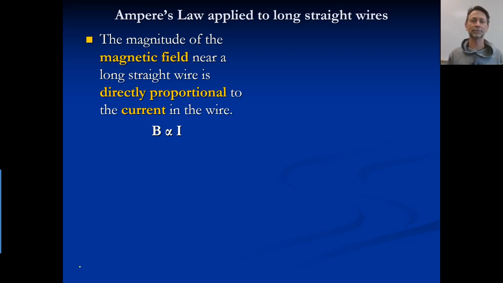Once that got out into the scientific community and people started studying this, Ampere started quantifying it, and he found that the magnitude of the magnetic field near a long straight wire is directly proportional to the current in the wire. So if I run a stronger current through here, there will be a stronger magnetic field in the area around the wire. The way we would write that is: the magnetic field is symbolized by B, I is the current, and alpha is the proportionality.